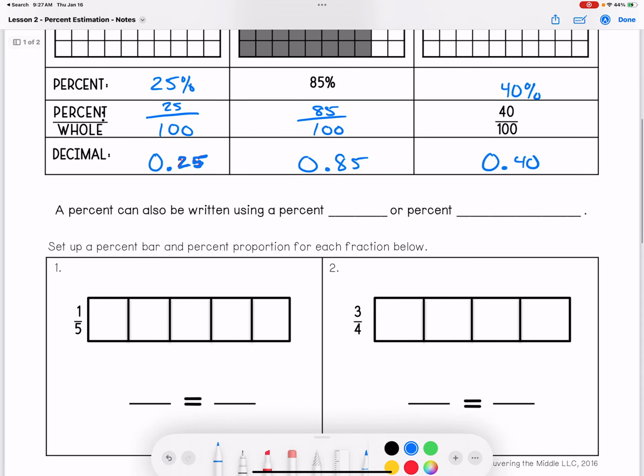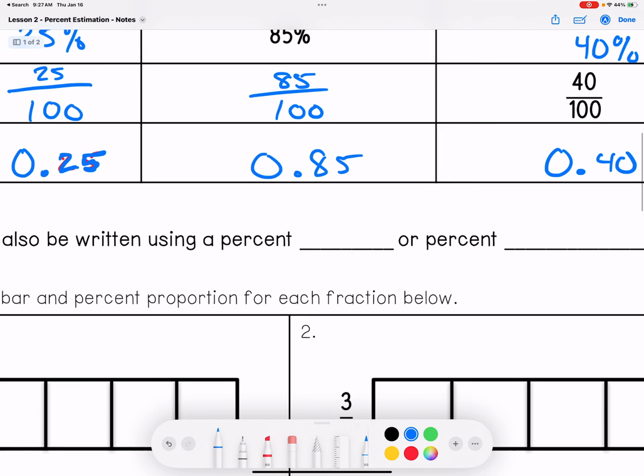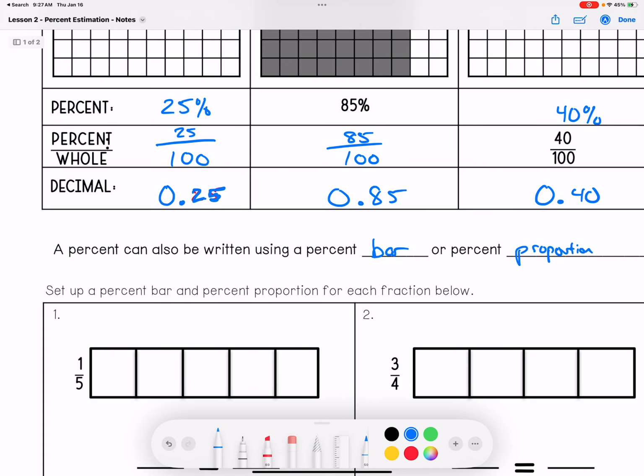All right, moving on. A percent can also be written using a percent bar or percent proportion, because you can simplify percents. It is possible. And so that's what it means as a percent proportion. It's basically a simplified version.